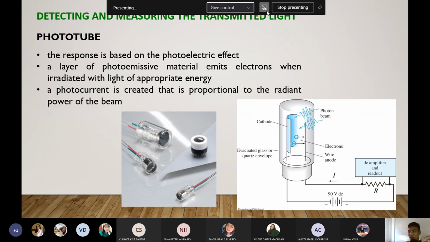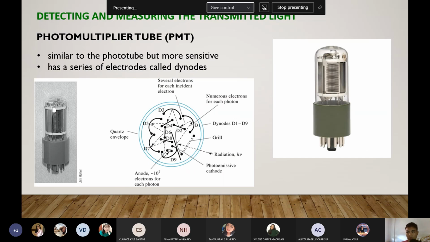So what's the difference? A phototube has only one cathode. A photomultiplier has many cathodes, so the light can bounce there. As a result, the sensitivity of the instrument is higher because it can detect light. It can increase the intensity of the light.